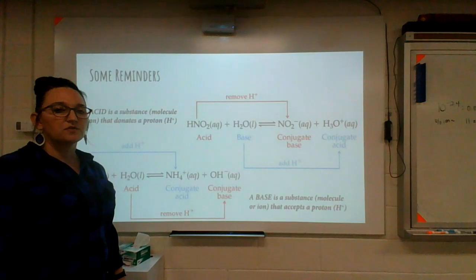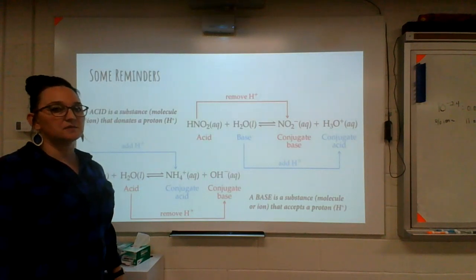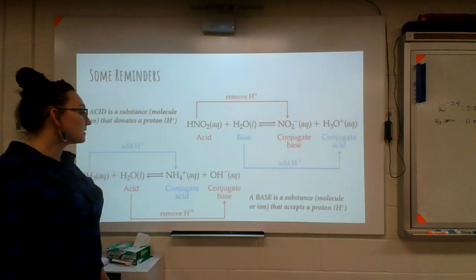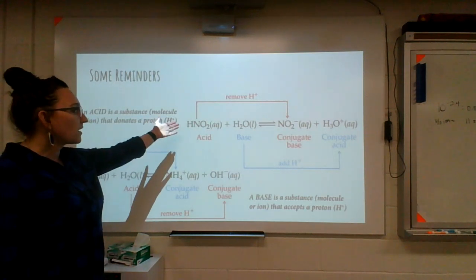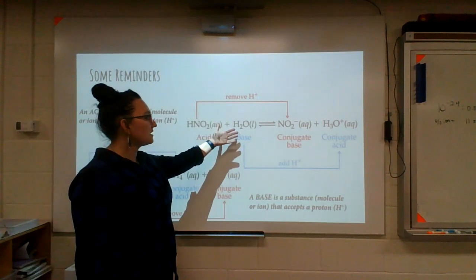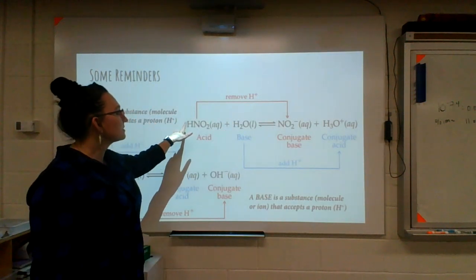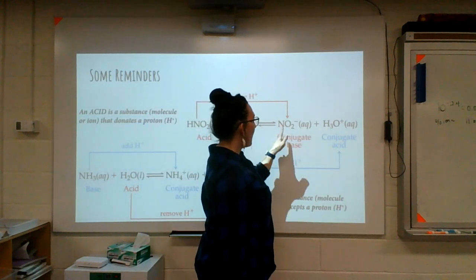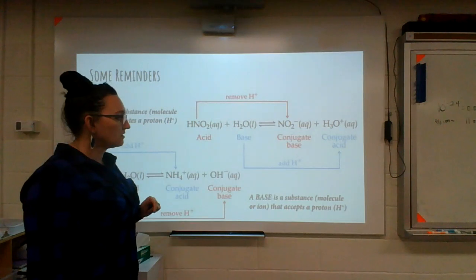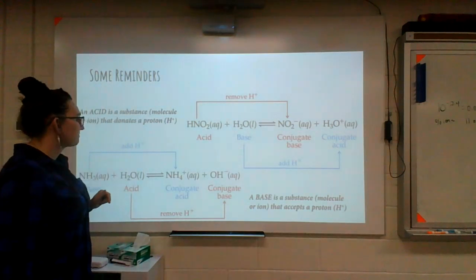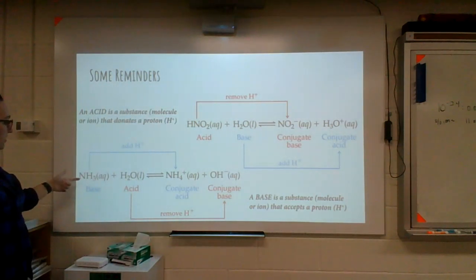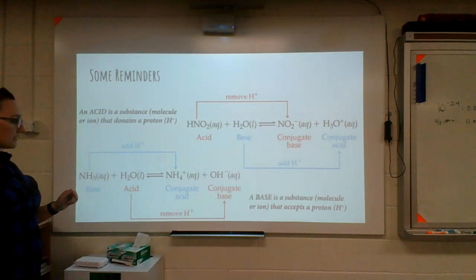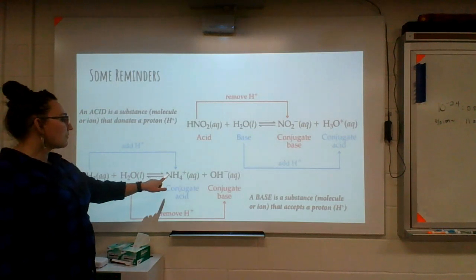So first, let's recall that an acid is a substance that donates a proton, and a base is a substance that accepts a proton. In this example, we have an acid, and water acts as the base, and so our acid donates its proton to the water, forming hydronium, and we end up with our negative ion as the conjugate base. In this example, we start out with a base, and it's going to accept a proton from water, which acts as an acid, and so we'll end up with ammonium and hydroxide.